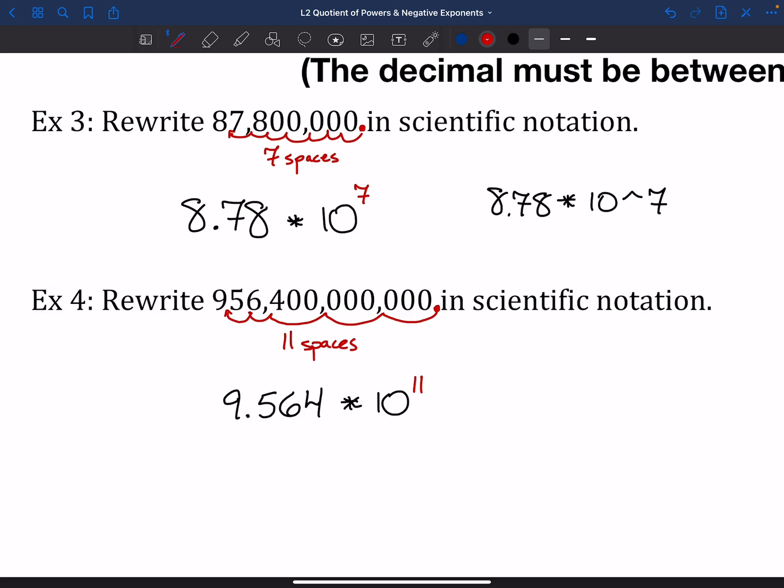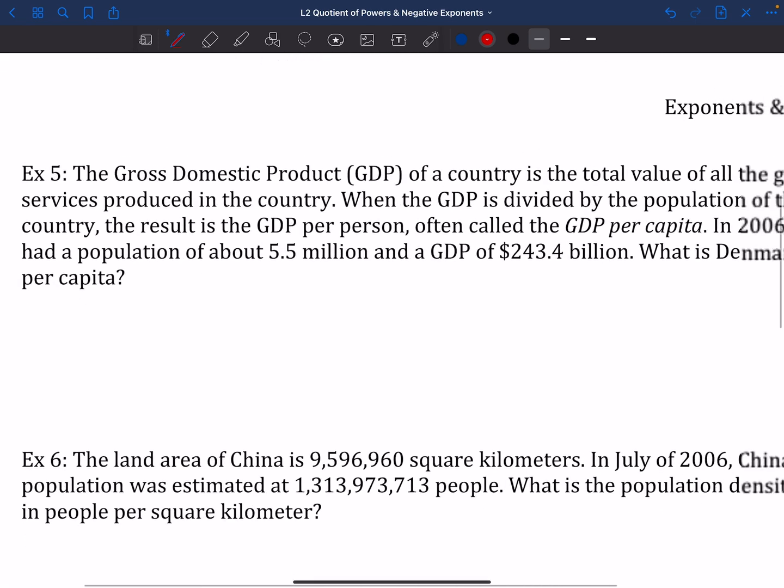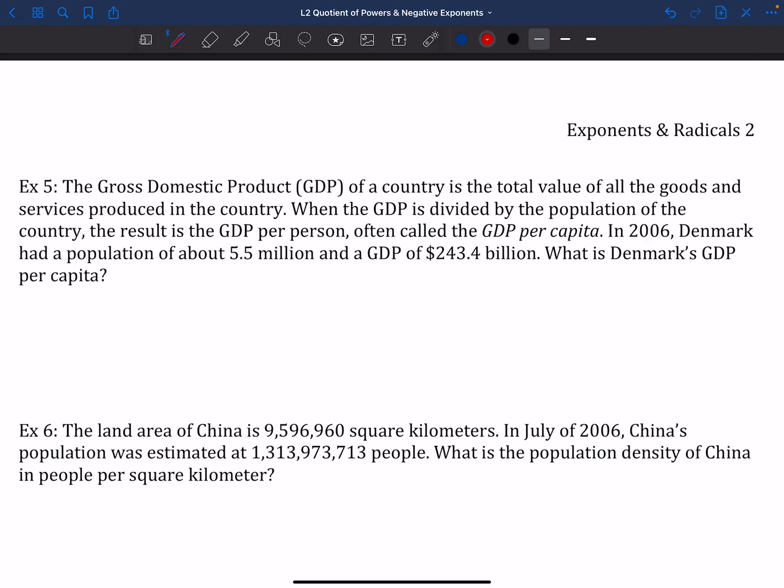All right, so let's actually do some problems that use this. On to the next slide. The gross domestic product, GDP, of a country is the total value of all the goods and services produced in that country. When the GDP is divided by the population of the country, the result is the GDP per person, often called the GDP per capita. In 2006, way long, ancient times, Denmark had a population of about 5.5 million and a GDP of $243.4 billion.